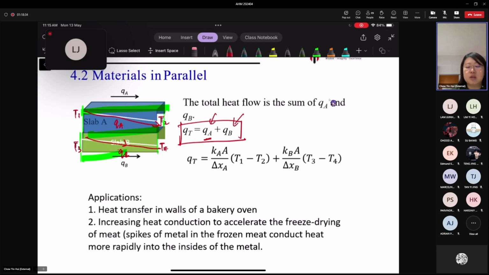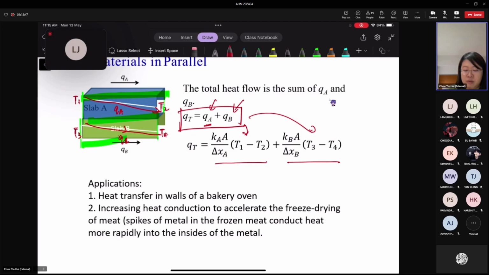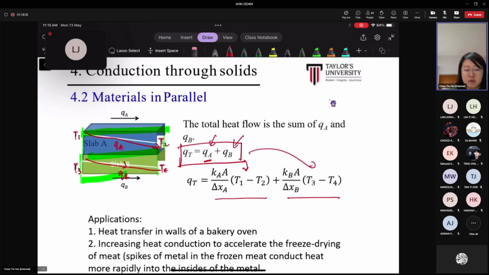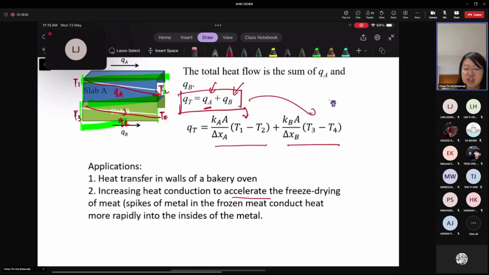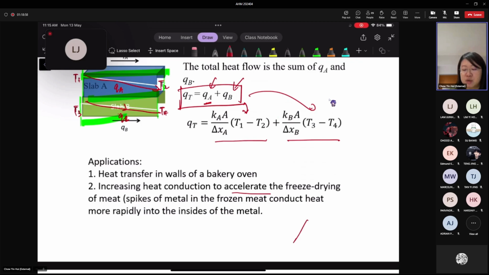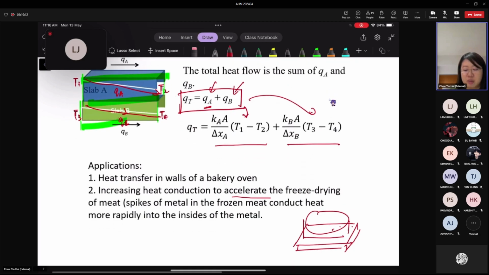Then you just expand the equation. What is the Fourier law equation for heat transfer through material A and material B? So that's it for the material. An example is heat conduction. Sometimes if you want to thaw meat, the faster way is to put a metal plate, or a metal slab, and then place the meat on it. That would be the case where you have heat transfer in parallel.